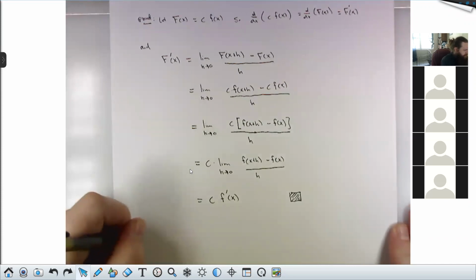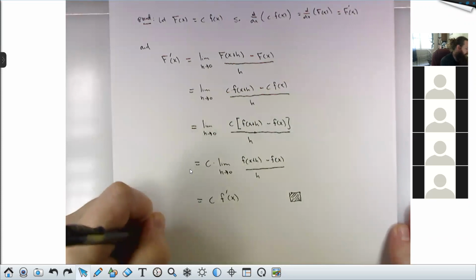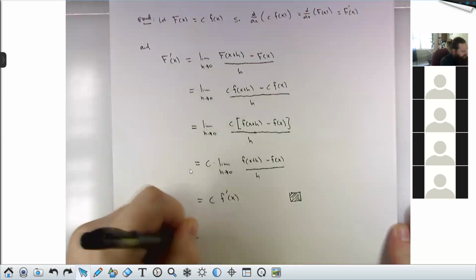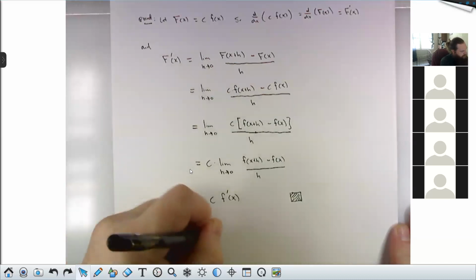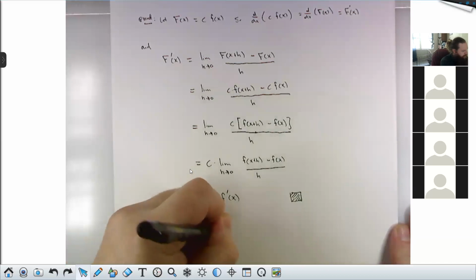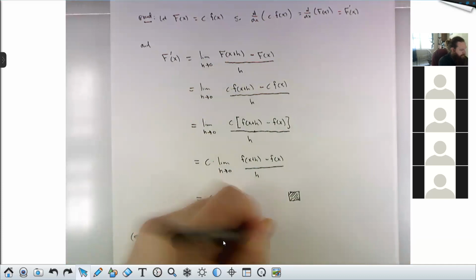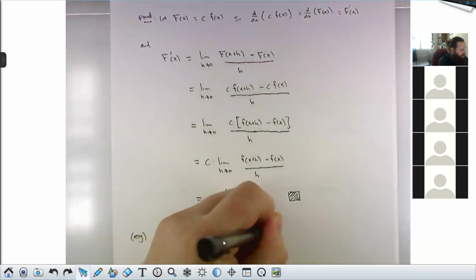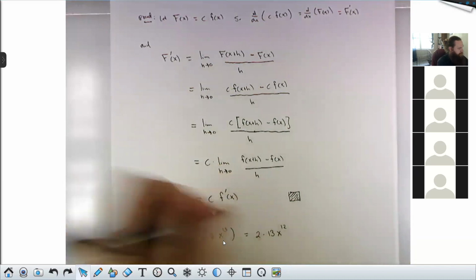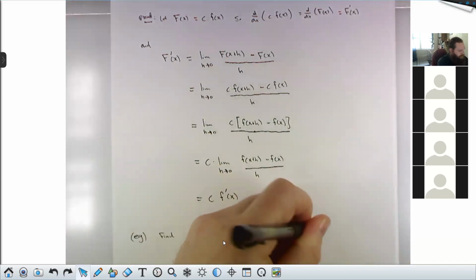If you want an example of this thing on its own, we can ask to find the derivative d/dx of 2 times x to the 13. So here c is this 2, and my little f is x to the 13, or whatever power function you like here. This would be 2 times the derivative of x to the 13, which is 13x to the 12, or 26x to the 12.